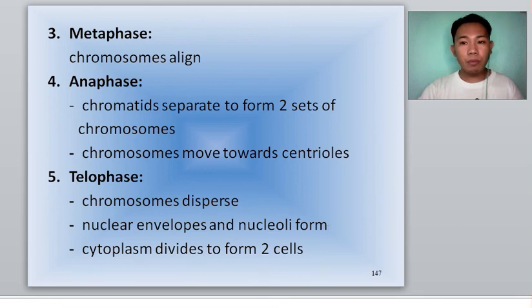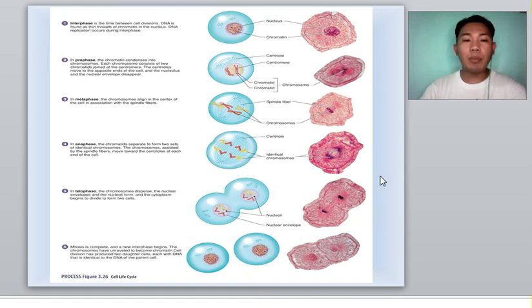So, in summary, for us to remember the stages of mitosis, we use PMAT. PMAT means prophase, metaphase, anaphase, and telophase. And remember that I, or interphase, is before prophase. So this is the last slide of my presentation, where I am going to discuss the stages of mitosis.